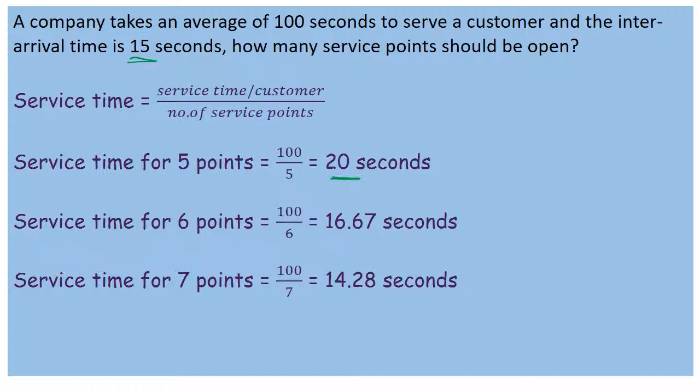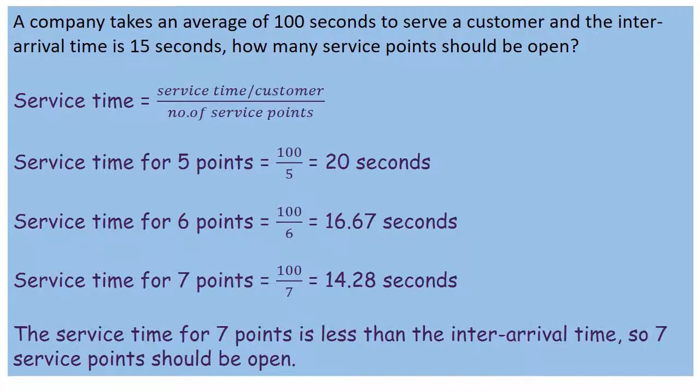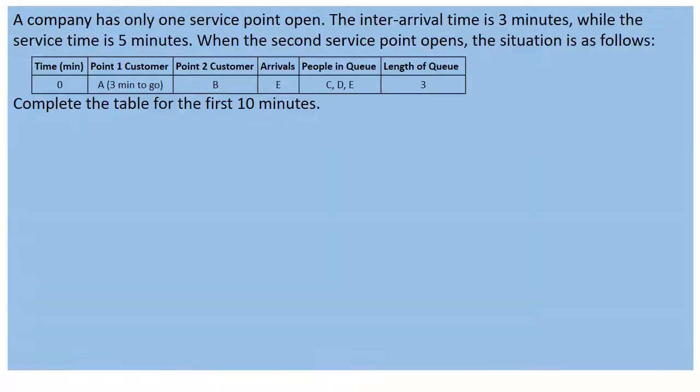So let's try it for 6 points. There's 100 seconds per customer and 6 service points. Well, that's 16 seconds, or 16.67. There's still going to be a queue forming. So let's try it for 7 service points. There's 100 seconds to serve a customer, and we'll divide it by 7 points. Now we have a number which is less than 15 seconds. And so it would be logical, therefore, that 7 service points would be best. So we should have 7 service points open.